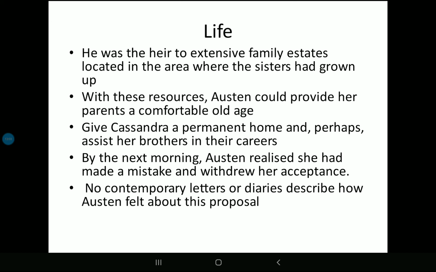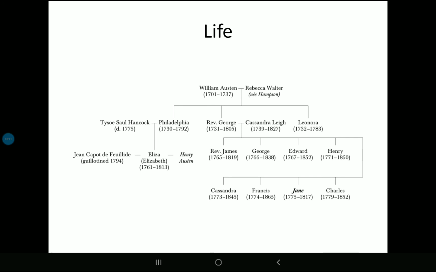It is believed there were letters or diaries, but they were destroyed by her sister. You will get to it later. So this is the family chart of Jane Austen. You can see that she was the child. Her parents' names are mentioned in the second row. You can see Reverend George and Cassandra Leigh, and you can see she had a very big family actually.